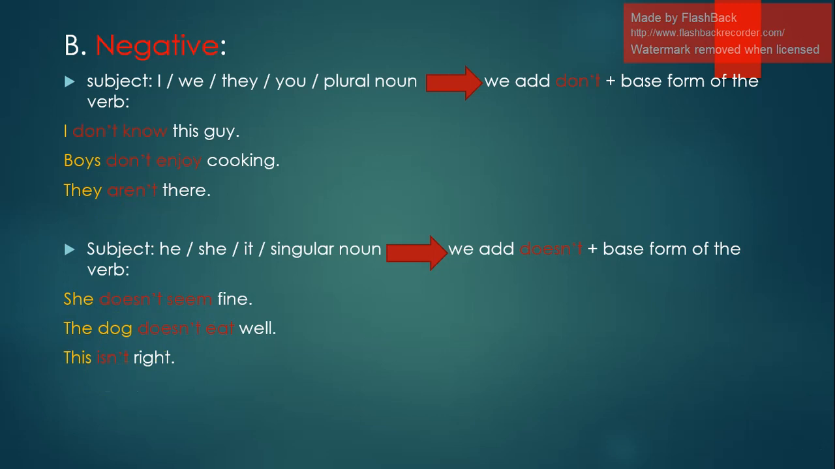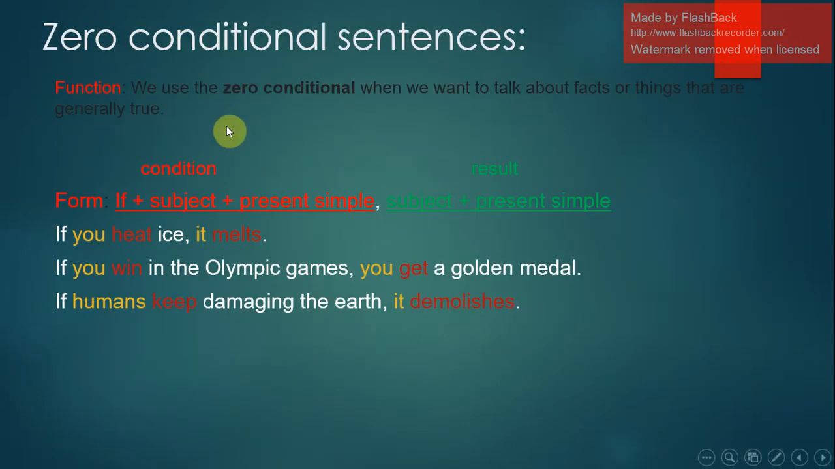Now that the present simple is clear, we have to know how to use it to make zero conditional sentences. Now we know the form and the function of the present simple. We have to know the function and the form of the zero conditional sentences. The function: we use the zero conditional when we want to talk about facts or things that are generally true. So when we have any scientific facts, common sense, things we all know or should know, we use the zero conditional type with them. This is its form.